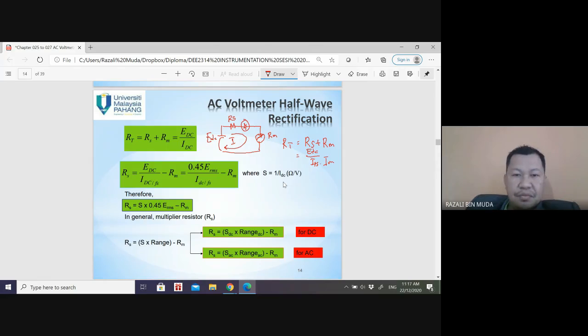Okay, so what is RS? We are interested to know the value of RS. From this equation, you can solve for RS. RS is EDC over IFS minus RM. Previously, RS is R total minus RM, then it goes this way. Okay, do you understand this?